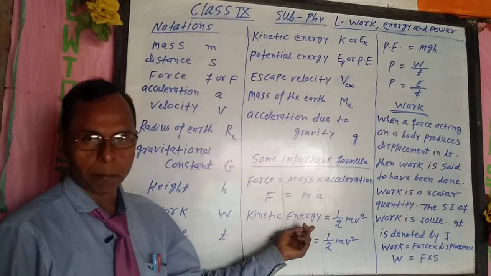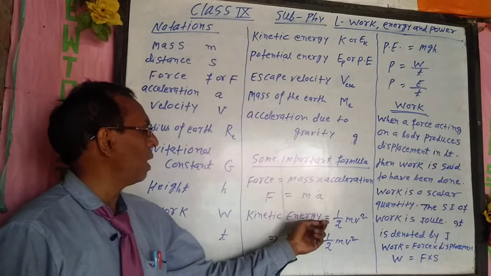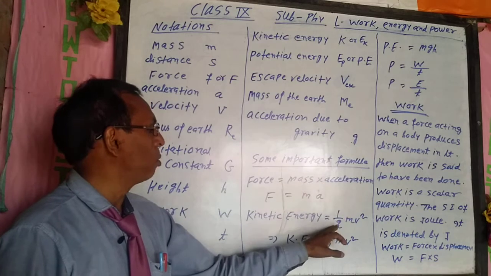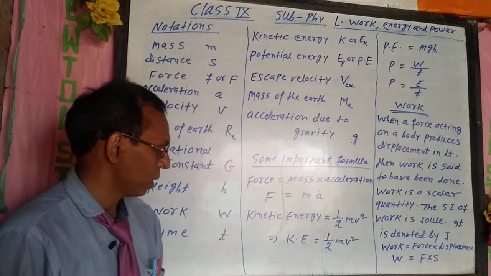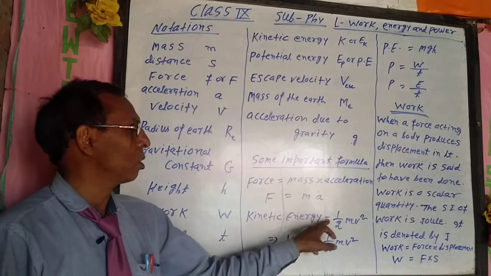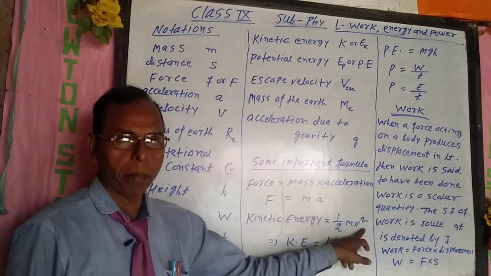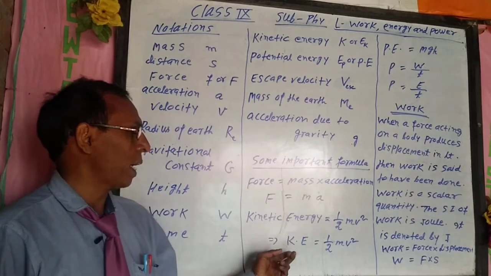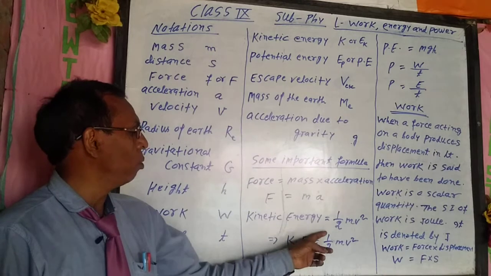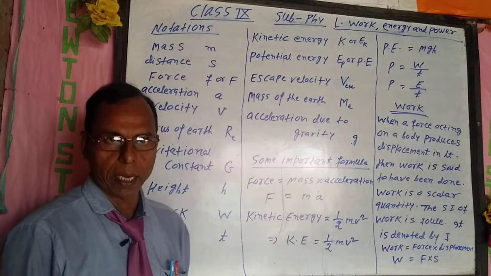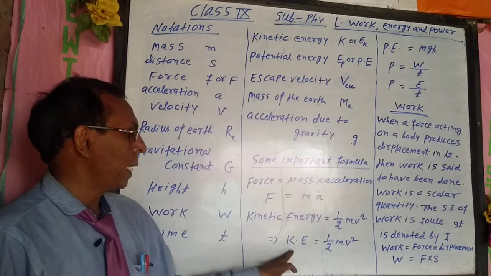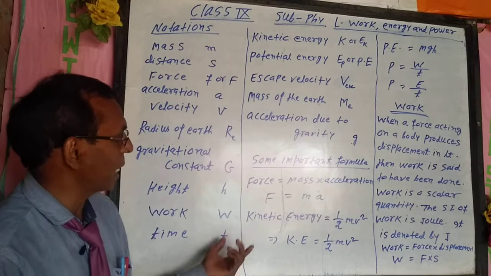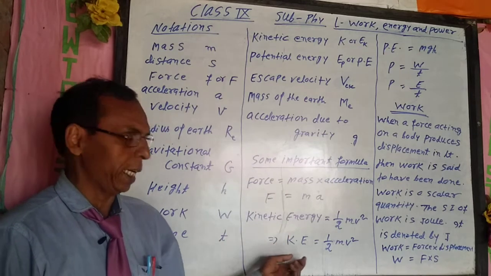Kinetic energy is equal to 1/2 mv square. Kinetic energy is denoted by KE, so KE is equal to 1/2 mv square.